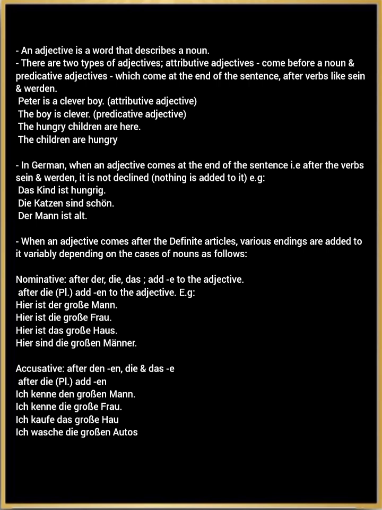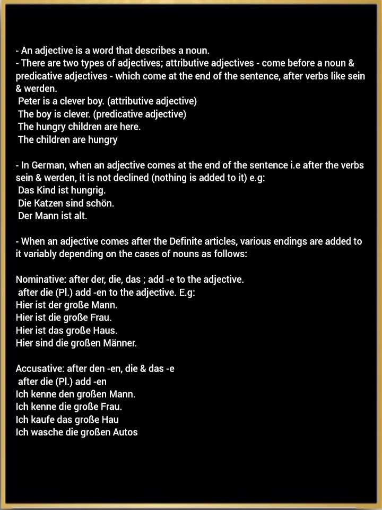So let's begin with the first one, the nominative. What are the endings to be added in the nominative? Remember, in nominative, we normally have der for masculine, die for feminine, das for neuter, right? So after der, die, and das, add e to the adjective. After die for plural, add en to the adjective.